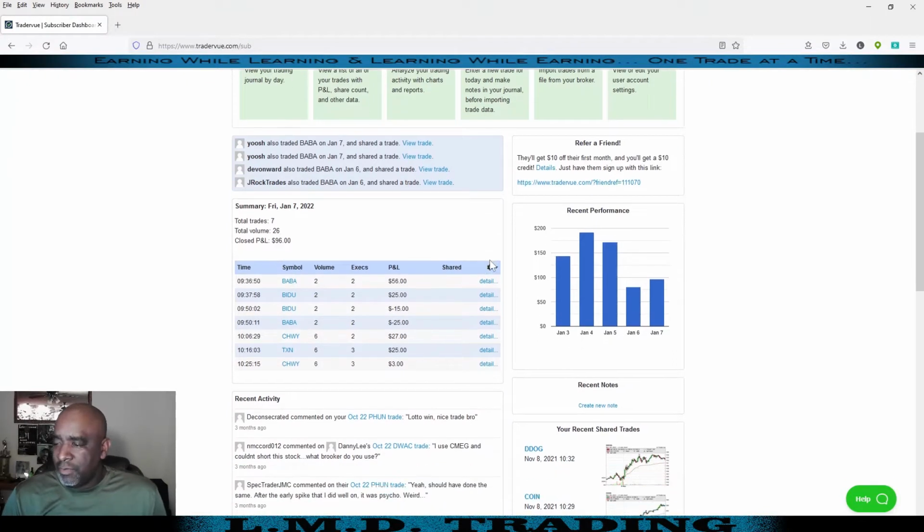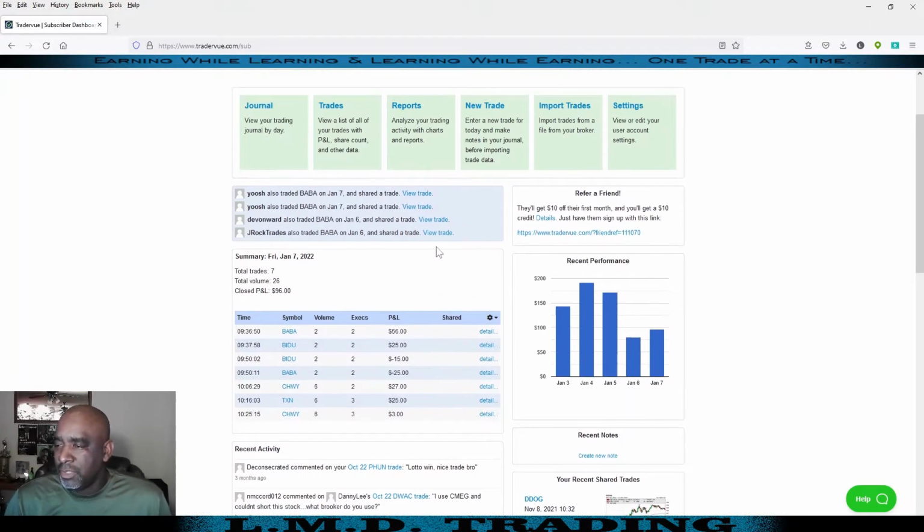Looking at it for yesterday, we do see that we took 7 trades. Had a total volume of 26. That 26 is in and out, so buys as well as sells. And we had a closed P&L on the day for $96. And these here were the actual trades that we took.